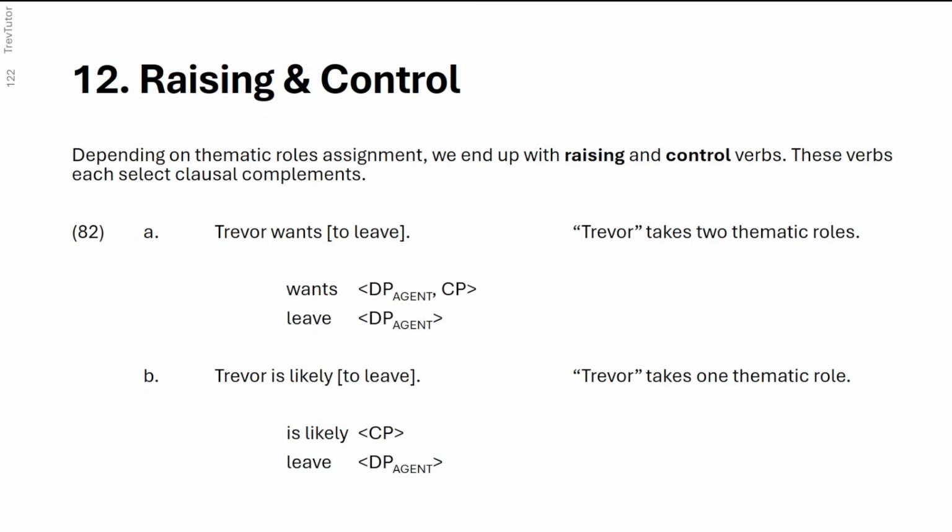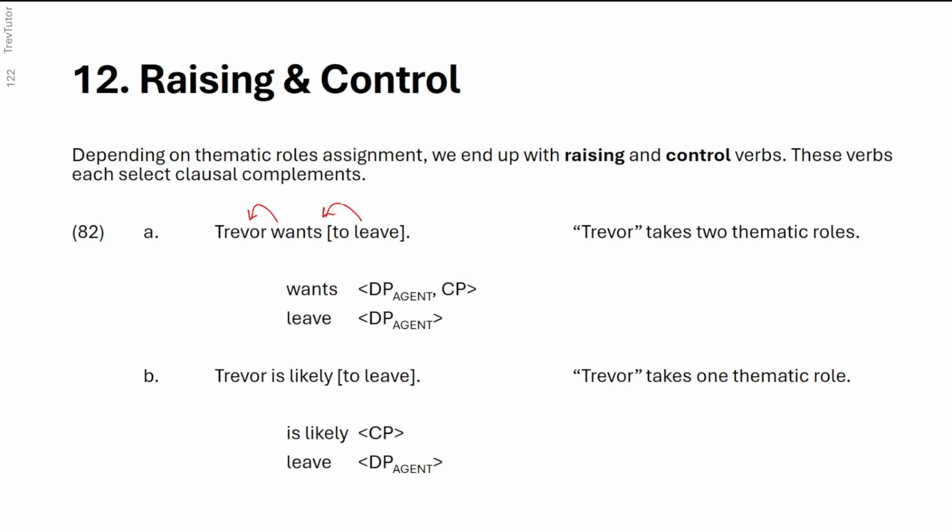Now, the last topic is raising and control verbs. So there are some sentences where it looks like a DP is going to get two theta roles, and that's a little bit of a problem. So in the case of Trevor wants to leave, want needs an agent. But then again, so does leave. Because if we think about Trevor wants to leave, Trevor is doing the wanting, but Trevor is also doing the leaving. And that would mean that Trevor gets two theta roles, and we don't want that.